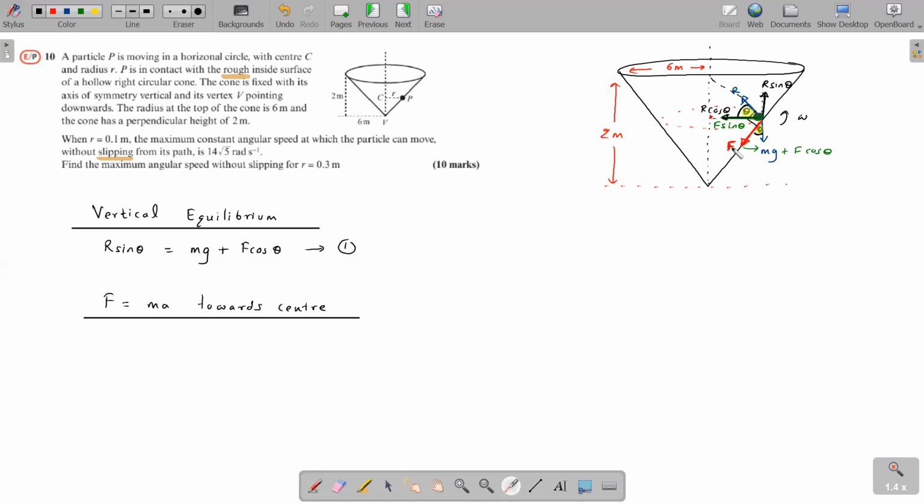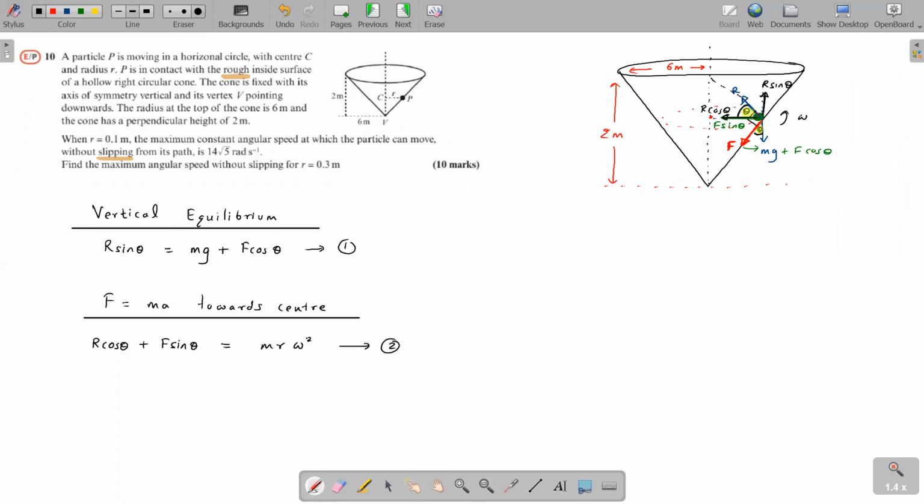So in this situation, the centripetal force consists of two forces. What are the two forces? R cos theta and f sin theta. R cos theta plus f sin theta, those are the two centripetal forces, equals m r omega square. So these are the two equations.